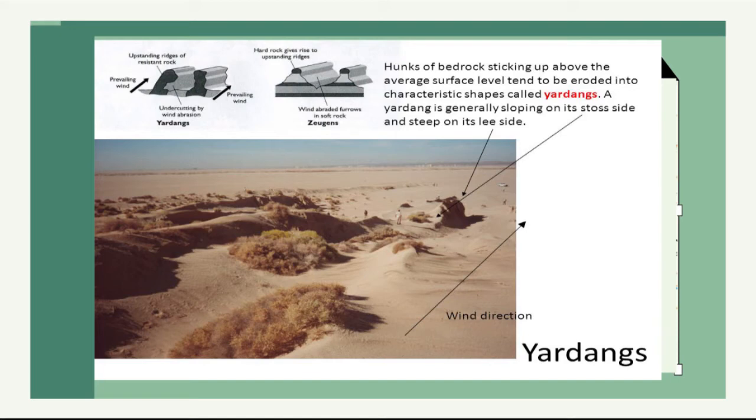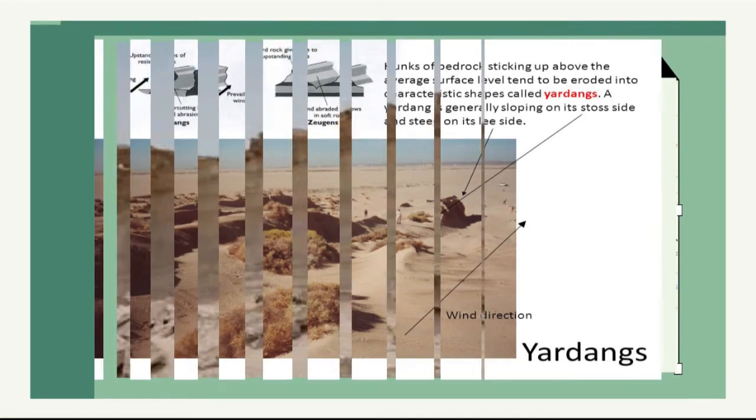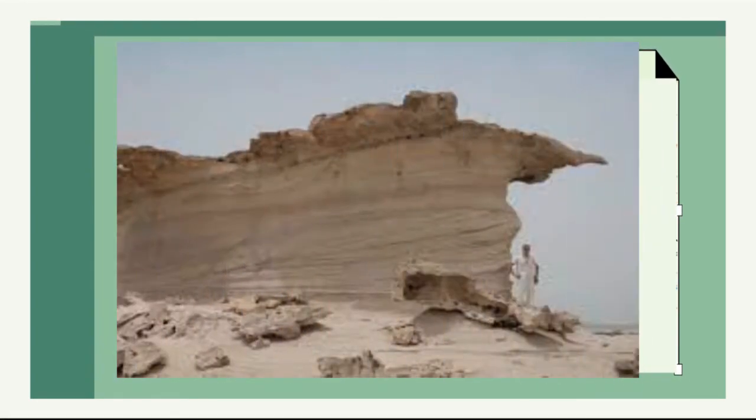We also have yardangs. Yardangs are similar to zeugens, but they are alternate soft and hard rocks that are in vertical layers. They are standing blocks of rocks where some parts are weak and some parts are resistant.